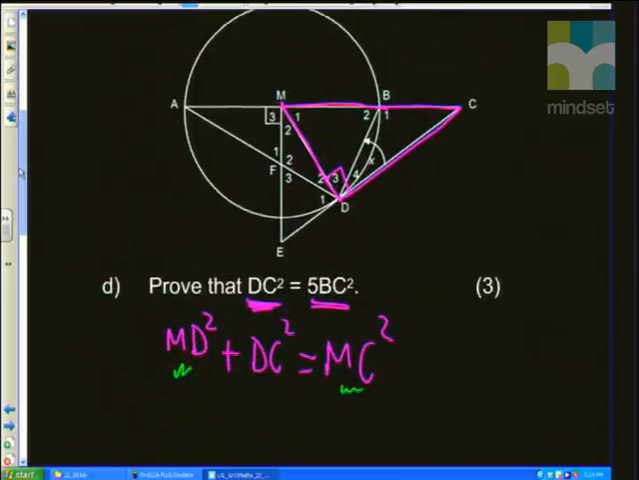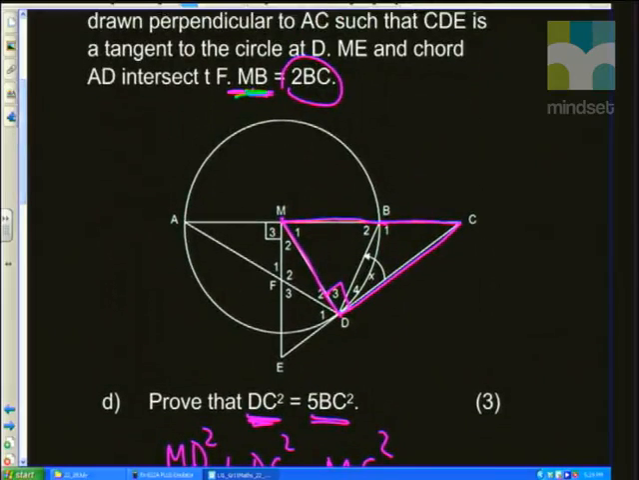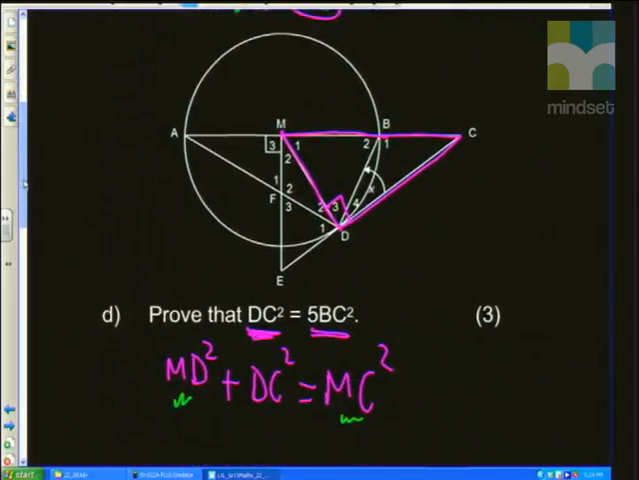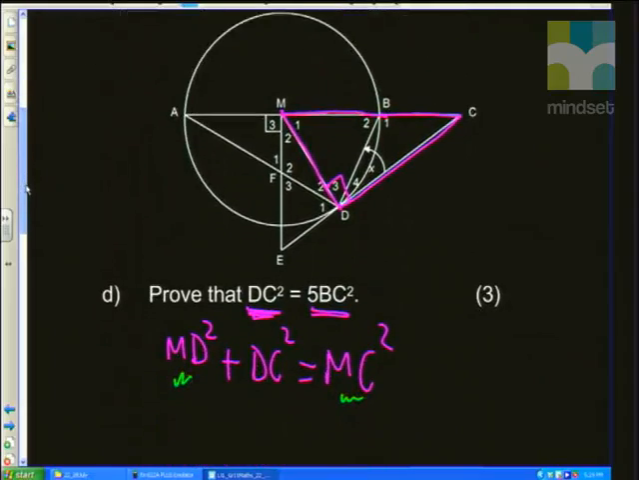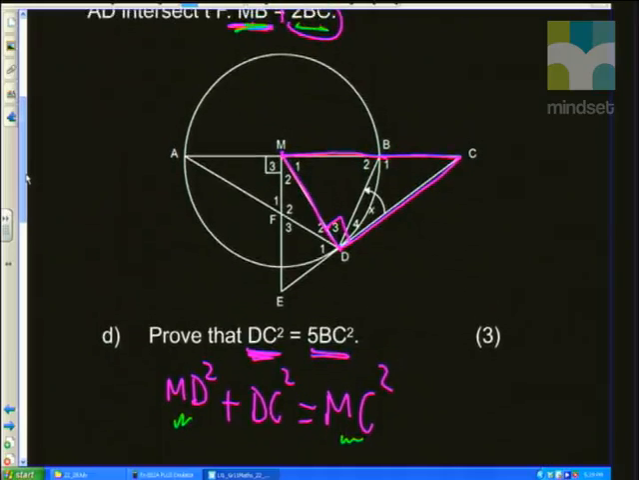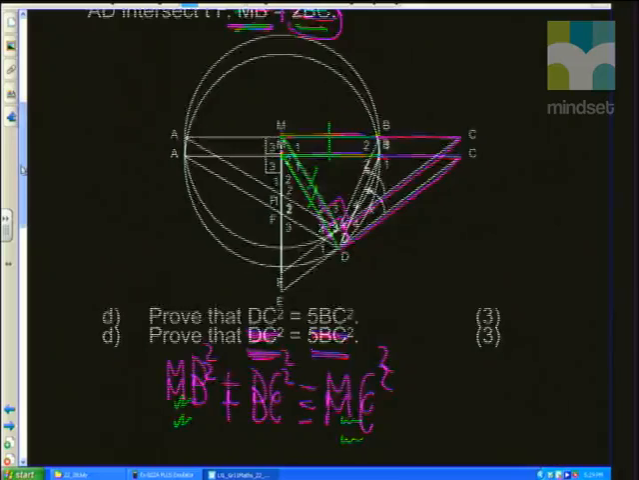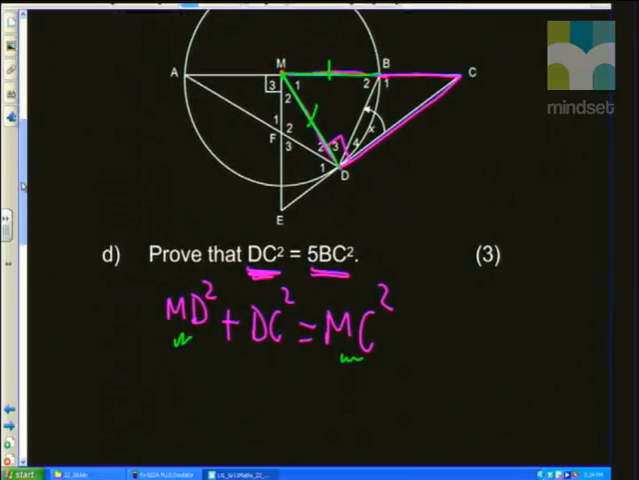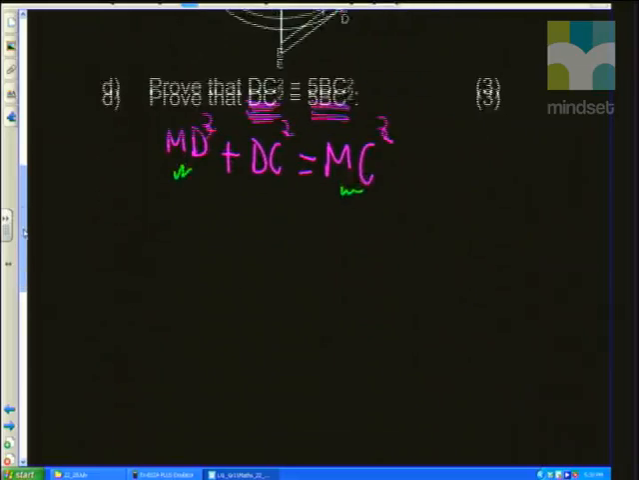But I don't want MD in my equation, and I don't want MC in my equation. But there's something that I know, that MB is twice BC. So where I see MB, I can sub in BC, all right? And MB is equal to MD, right? I hope you all can see that from the center, I'm drawing a line to the circumference. So there's a radius there, and there's also a radius MD, okay? So MD is the same as MB. So I can sub in straight away.